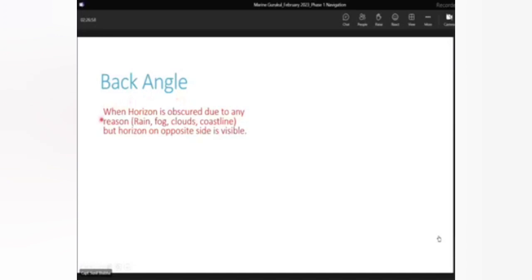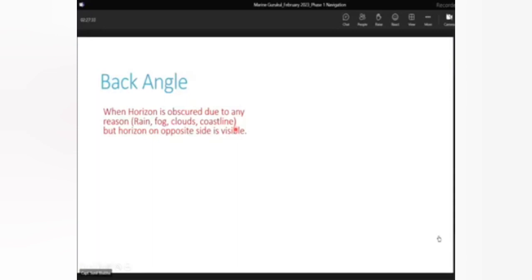Now this back angle concept is used in those scenarios when the horizon is obscured due to any reason. The reason could be rain, it could be fog, it could be clouds, or there could be a coastline visible to you. Now because of all these reasons, it is possible that the horizon may not be visible. Now if the horizon is not visible to us, then we will not be able to take a celestial observation. We will not be able to take the true altitude of the body.